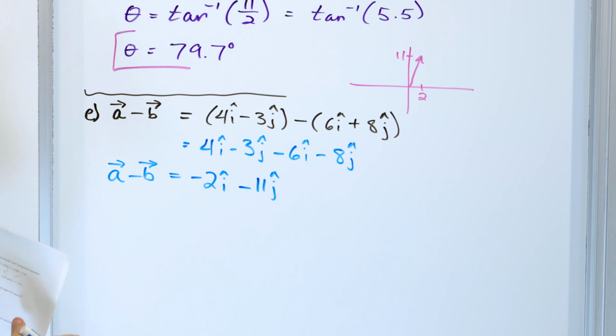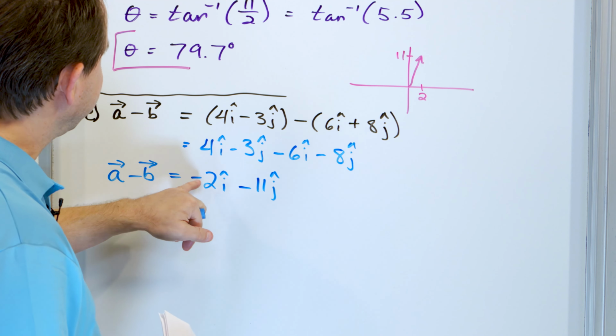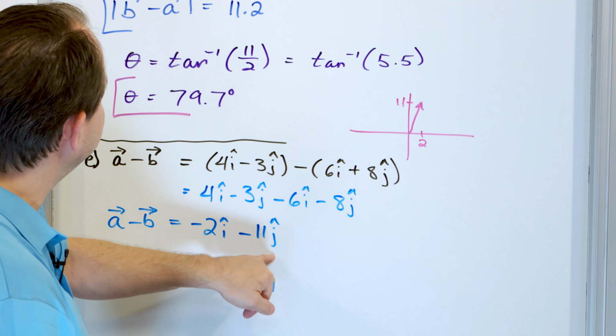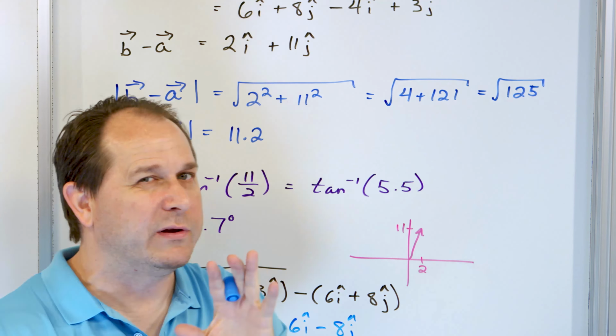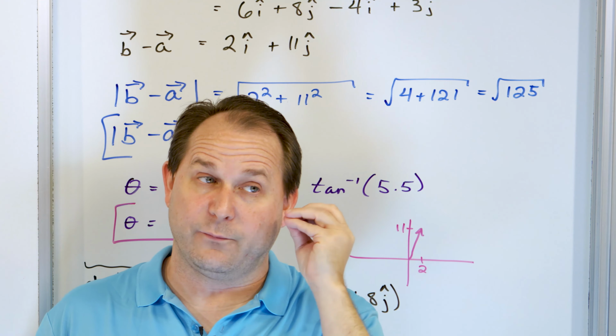I'll just stop for a second. The answer that we got in unit vector notation, negative 2i minus 11j, before we had positive 2i plus 11j. So they only differ by a negative sign. So that is what our intuition told us.